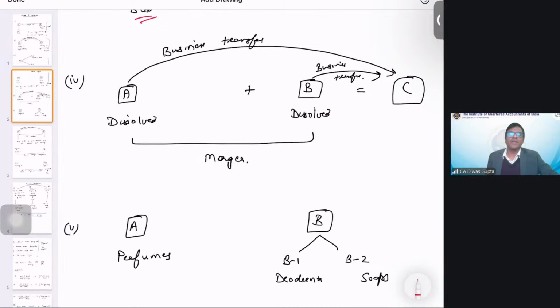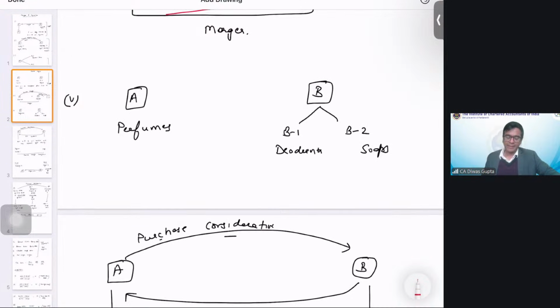Fourth case, there are two different companies, both of which are dissolved and they enter into a new company called C. So both their businesses get merged, and after merging they evolve as a new company called C, which takes on their collective businesses, but A and B put together are dissolved. This is also one form of M&A.